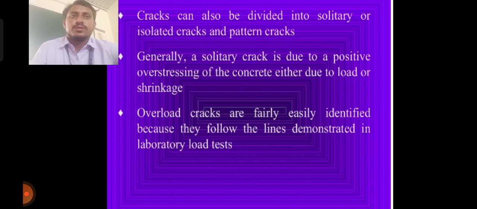Cracks can also be divided into solitary or isolated cracks and pattern cracks. Generally, solitary cracks are due to positive overstressing in concrete, either due to load or shrinkage. So if the load is increasing, a solitary crack will be produced, or if shrinkage happens, which means the volume is changed, then solitary cracks also form due to shrinkage. Overload cracks are fairly easily identified because they follow the load lines and can be demonstrated in laboratory load tests.